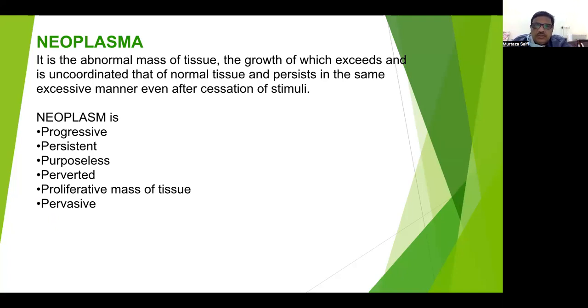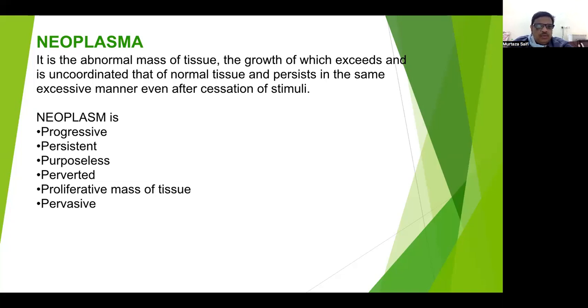So today's topic is neoplasm. Neoplasm is an abnormal mass of tissue, the growth of which exceeds and is uncoordinated with the rate of normal tissue, and persists in the same excessive manner even after cessation of the stimulus.